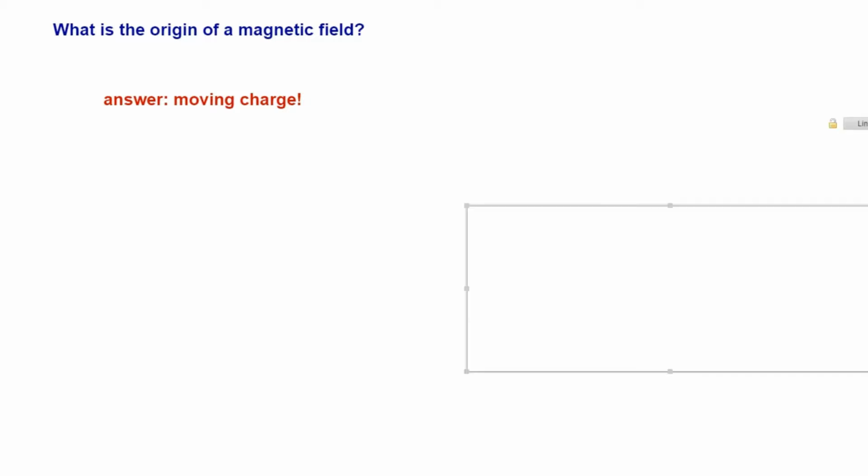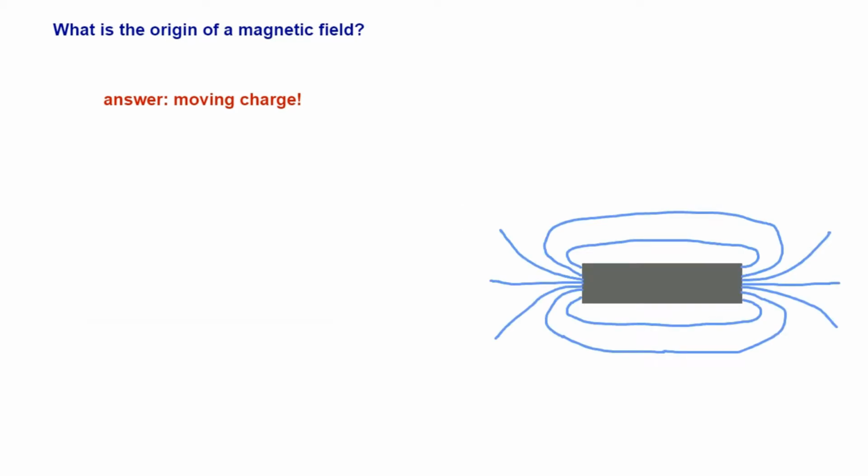Well, magnetic fields are quite mysterious things. And so the question first on our minds is, what's the origin of magnetic fields? And the answer to that is moving charge. Now, that seems a bit strange because, of course, we're used to a bar magnet.